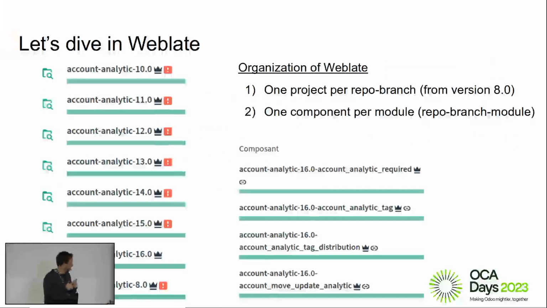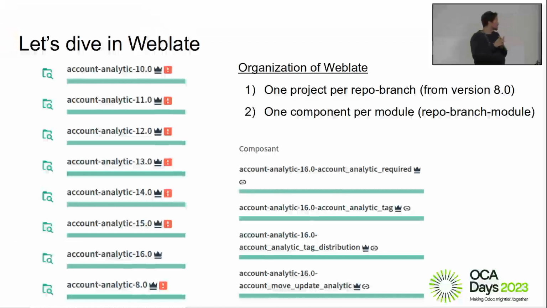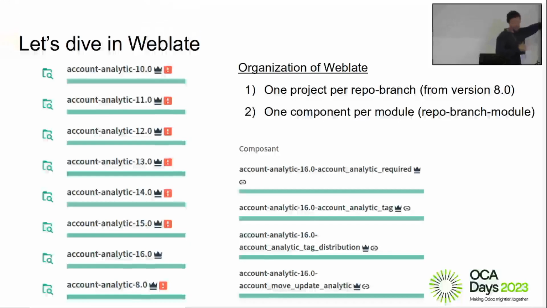Now I will show you how it's organized in Weblate. Basically, we have two levels in Weblate: the project level and the component level. We mapped the project to one OCA GitHub repository, so it's per function, let's say. For instance, I have one project which is account analytics, and then the version of the code which is used. So I have one project for version 10, one project for version 11, and so on. I have a lot of projects because I have one per version. Inside each project, I have a number of components, and every single module inside this repository is a component inside the project. So if I go to account analytics 16, I will have my list of components here, the different modules which are in this repository in GitHub.